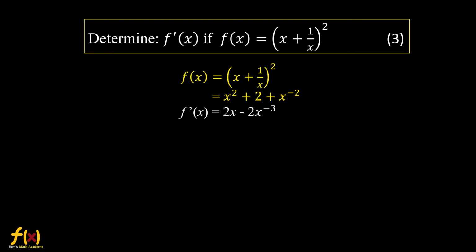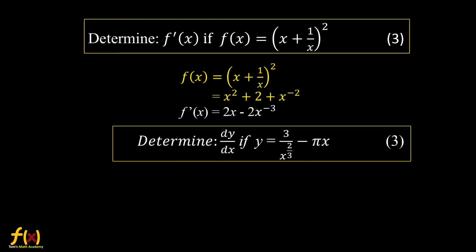Write down the derivative of each term. Derivative of x square is 2x. Derivative of 2 is 0. And derivative of x to the power minus 2 is minus 2x to the power minus 3. Already we know that. So we get 3 marks. Look at another question.